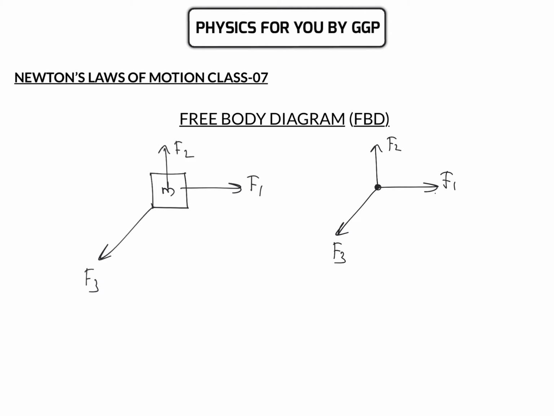So in a free body diagram, we'll draw only the forces acting on the object, because only an external force can create acceleration. We'll not draw the forces exerted by the object. Then after drawing the free body diagram, we can calculate the value of the net force acting on it by vector addition of these forces. After getting the net force, we'll find the acceleration by the formula net force equals mass into acceleration.